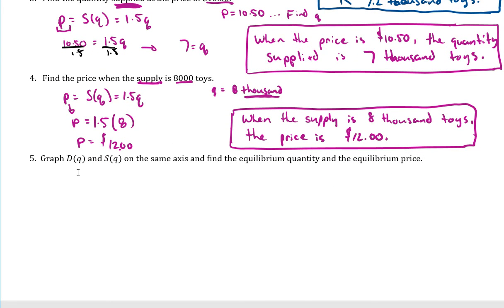Okay, and then for number 5, they want us to graph both of these equations on the same axis and find the equilibrium quantity and the equilibrium price. All right, so let's break that down. Let's go ahead and set up a big axis over here.